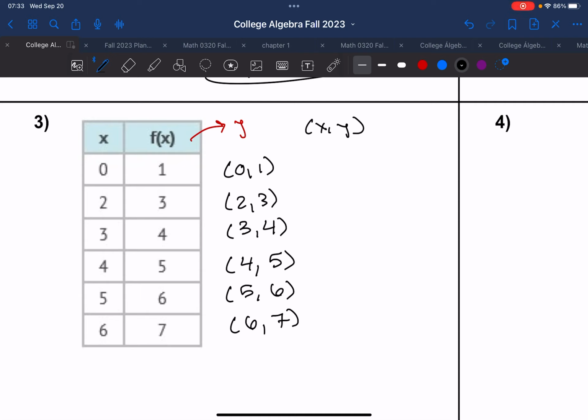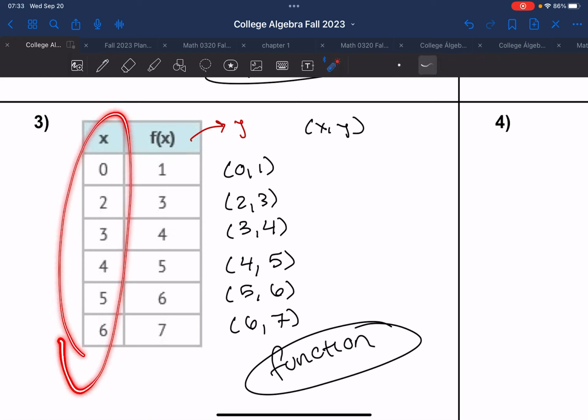Once I have these points, I can look at all the x values. Do any of my x values repeat? Nope, so this tells us this is a function. And I could have found that out by just looking at the x column here, right? Okay. None of those x values repeat, so it is a function.